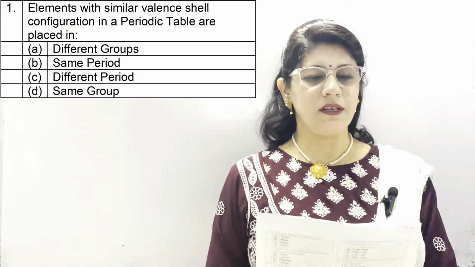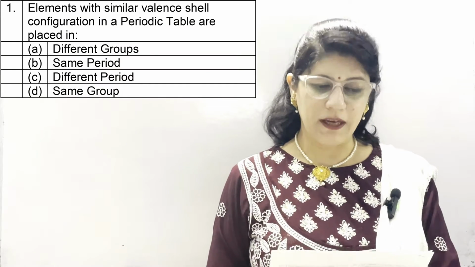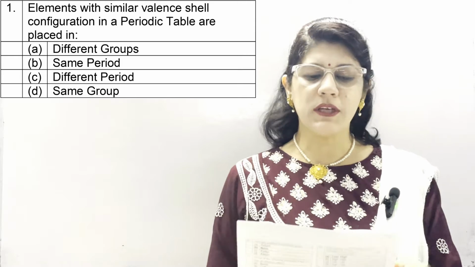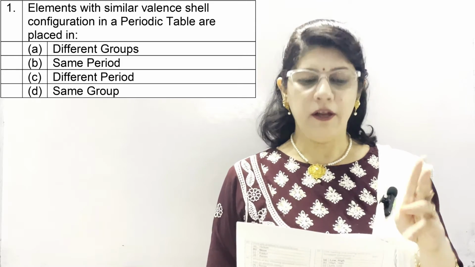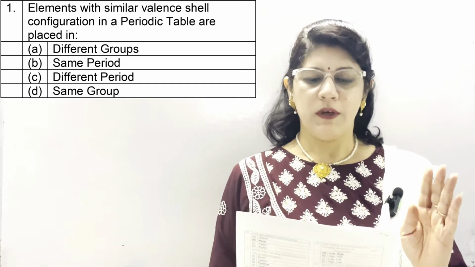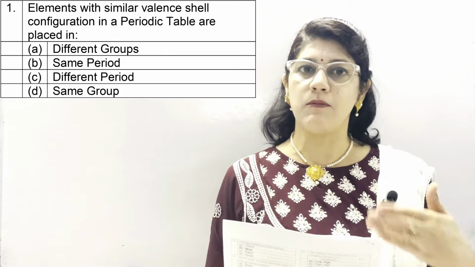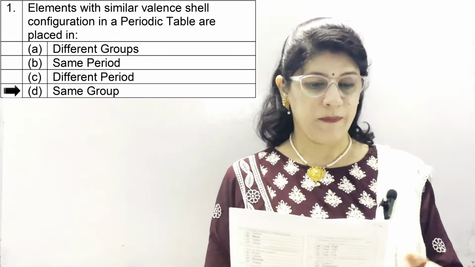Our first MCQ is: elements with similar valence shell configuration in a periodic table are placed in. First option is different groups, second is same period, third is different period, and fourth is same group. So we know that they have the same valence electrons, so they are placed in the same group. It means option number D.